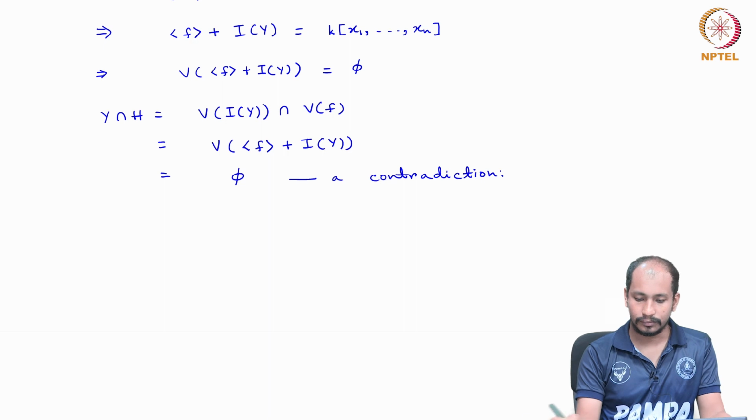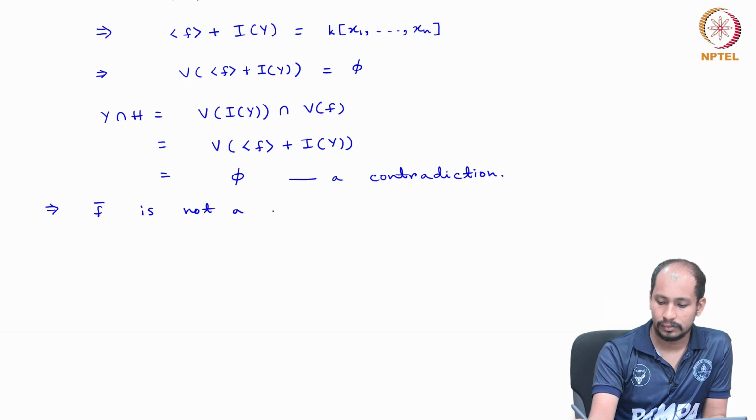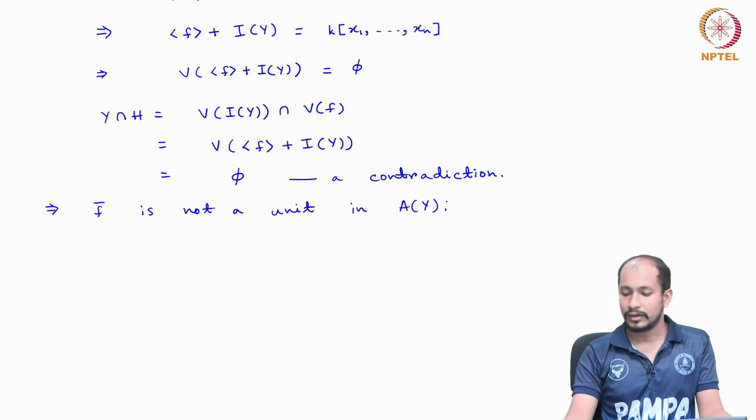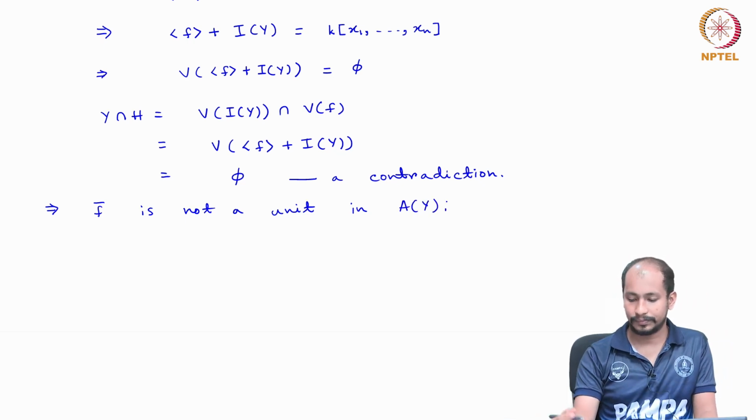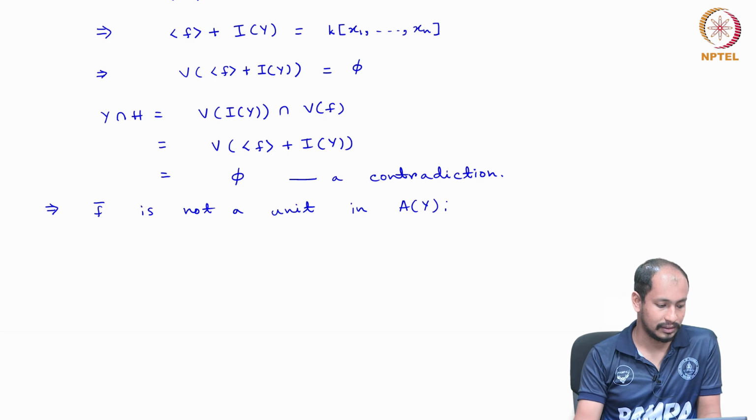Okay. Then this implies that f bar is not a unit in A_Y. So, A_Y is a Noetherian ring and f bar is an element in A_Y which is neither a zero divisor nor a unit. So, we can apply Krull's principal ideal theorem, right.